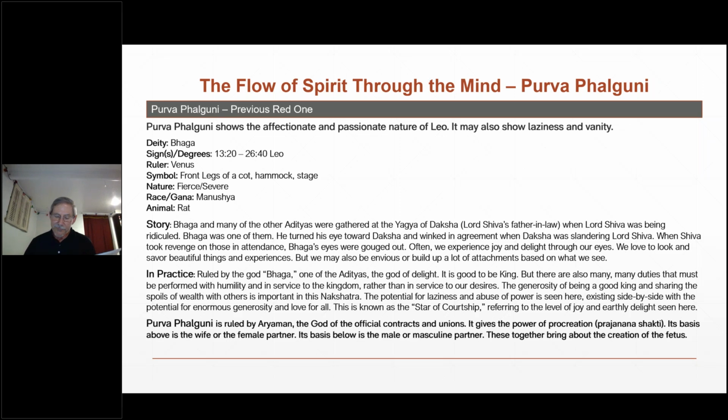We have Vicky. Vicky has Saturn and Sun, both in Leo, her third house. She's a Gemini ascendant. And she has her Saturn in Magha and her Sun in Purva Phalguni. So it would be interesting to hear from her what's going on.